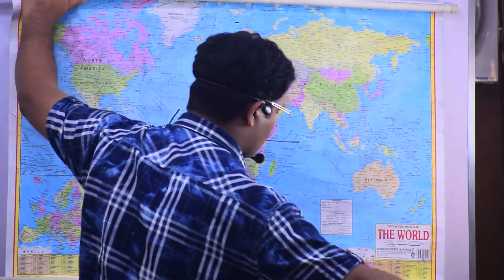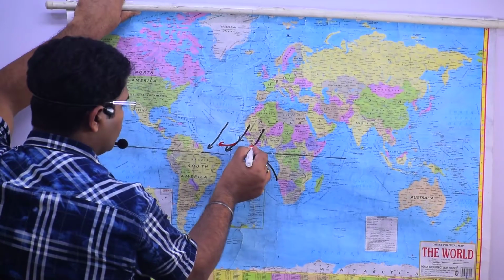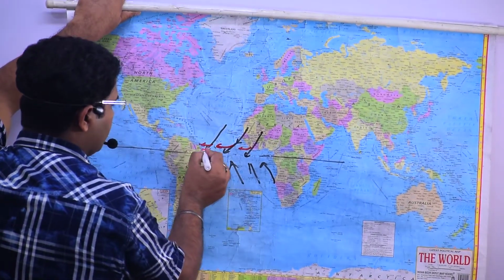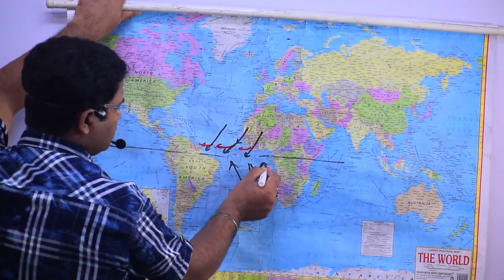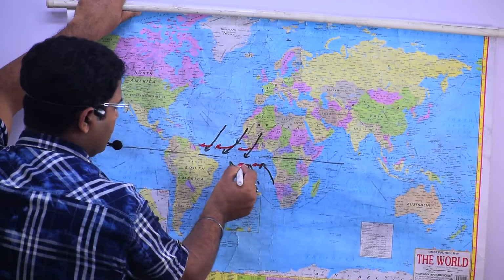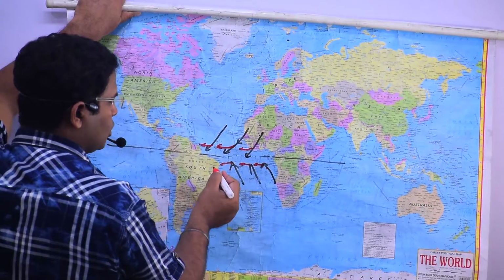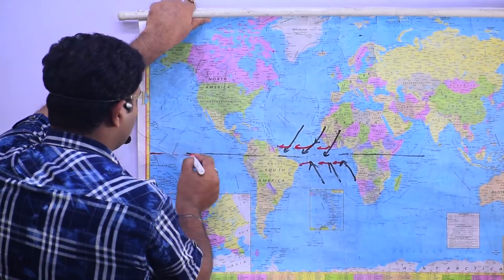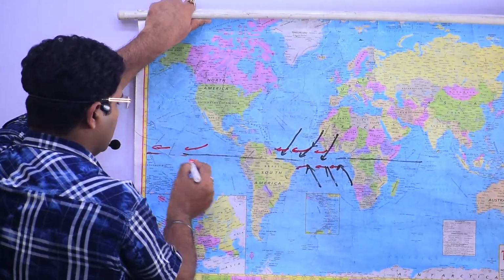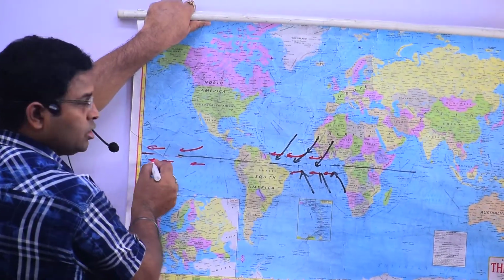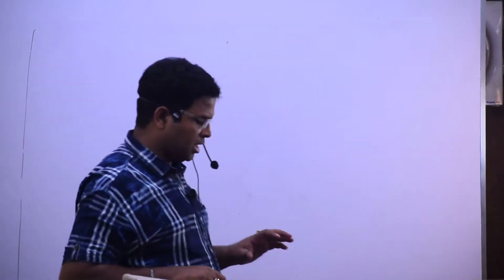So what will happen? Ocean current will deflect towards the right in the northern hemisphere, and in the southern hemisphere deflect towards the left. So it will become the north equatorial current and the south equatorial current. In the Pacific Ocean also, north equatorial current, and then we'll see south equatorial current. So wind and its friction, which current has been developed? North equatorial current and south equatorial current.